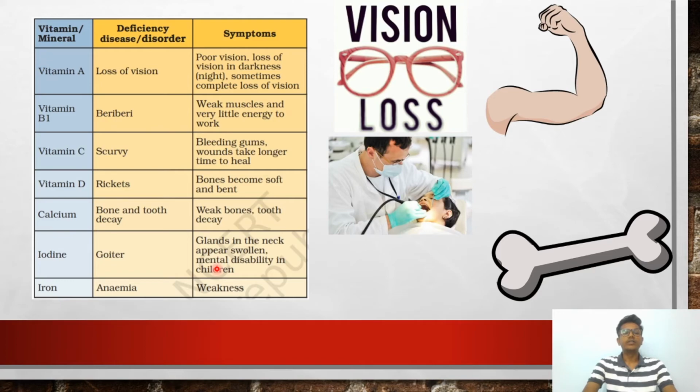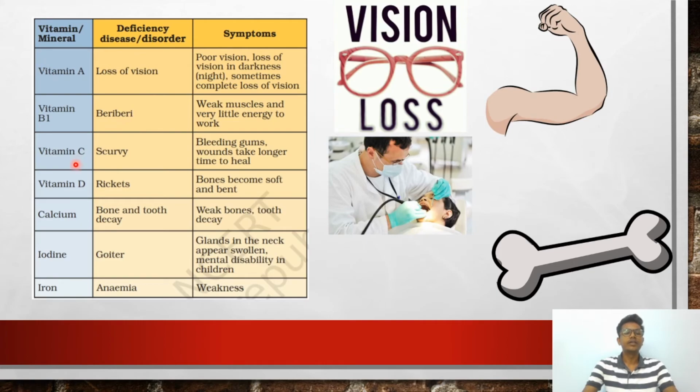So let's once again revise all the vitamins, all the deficiency diseases and all the symptoms. Vitamin A: the symptoms are poor vision, loss of vision in the darkness, sometimes complete loss of vision, and the deficiency disease is known as loss of vision, in which we won't be able to see things properly around us. Vitamin B1: the symptoms are weak muscles and very little energy to work, and the deficiency disease is called beriberi.